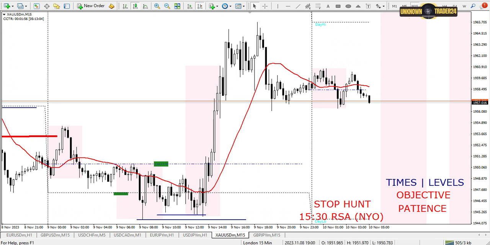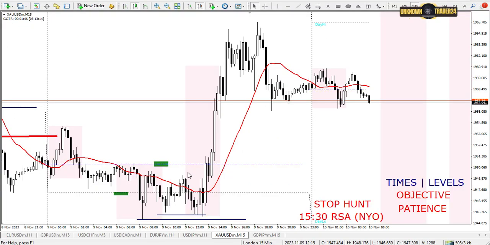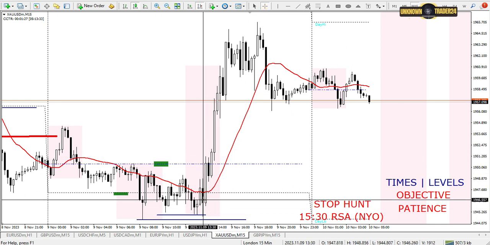What did I say? I said exactly at this time, don't allow them to send you into trap volume. Why? Because I was seeing this happening in real time. They were sending people down into trap volume. That's why I wrote, don't allow them to send you into trap volume. I executed this one on a 1 minute time frame yesterday. Why? Because look at this candle. It's 1330 down here. Same time.